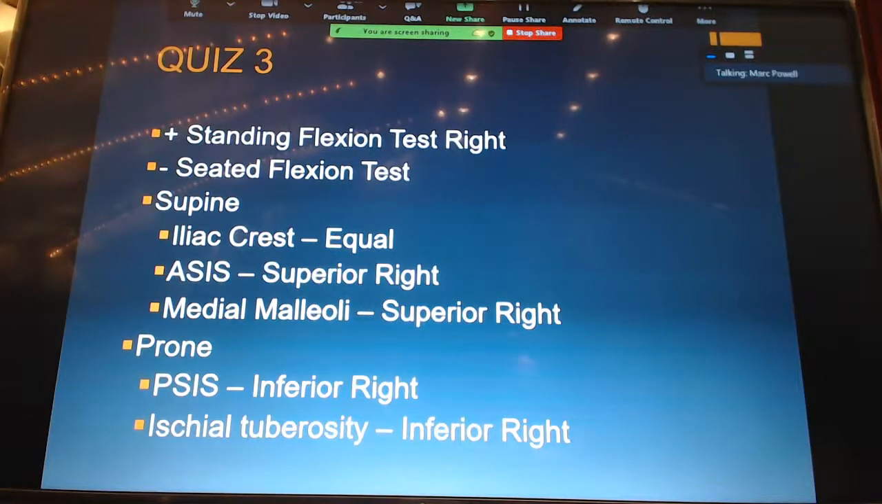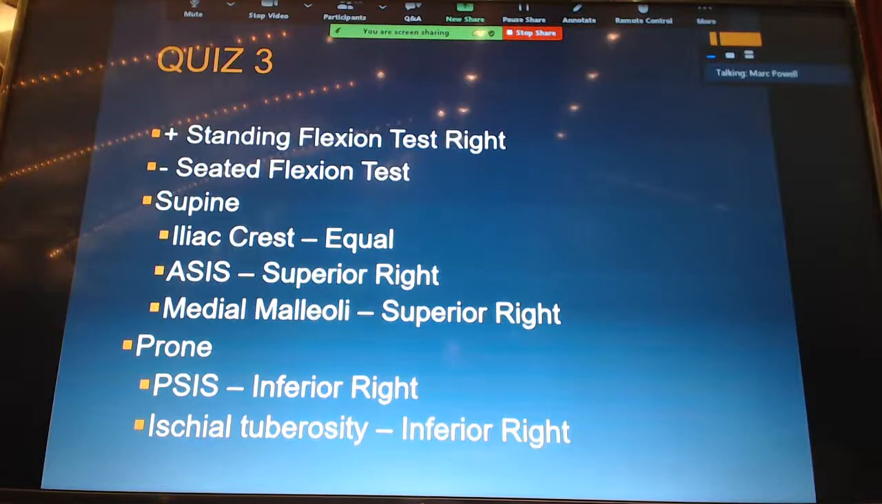Supine exam. Iliac crest are equal. ASIS is superior on the right. Medial malleolus, slightly superior on the right. That is very difficult to see with this diagnosis, I'm not going to lie. It's in there, but it's sometimes unequivocal. Prone, PSIS, inferior on the right. This sounds familiar. Ischial tuberosity is inferior on the right.